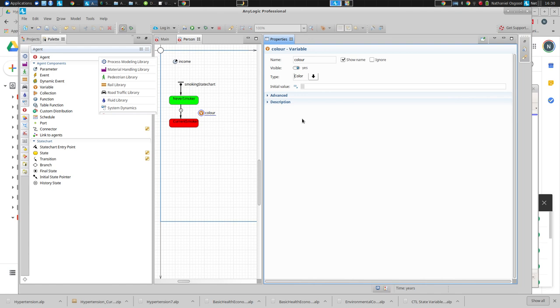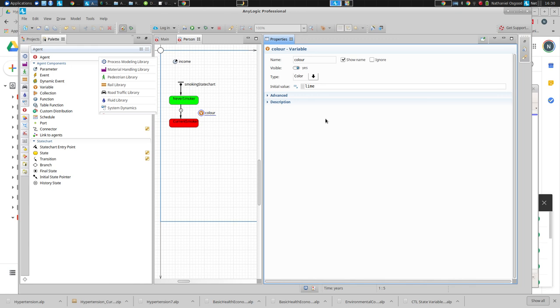This is colorhood, okay? And the initial value, ladies and gentlemen, will be lime. Lime, I'm going to say lime, L-I-M-E, lowercase. Okay, its initial value will be lime. And so this is going to indicate their color, their current color.